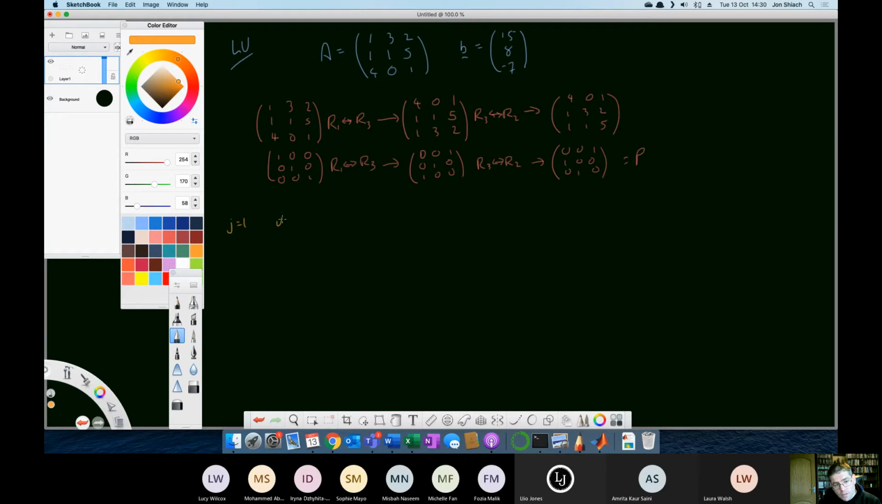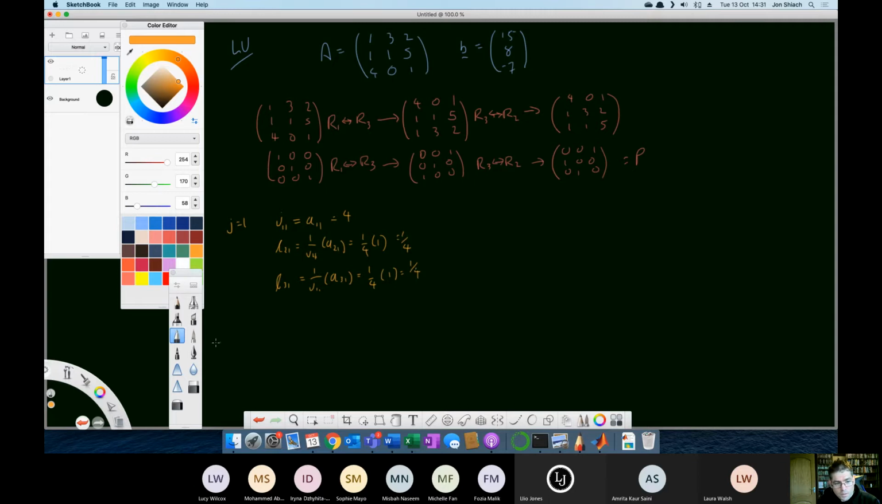So j equals 1. Our U11, in the first row, is just equal to A11, because we do have a summation, but that summation doesn't quite exist yet. So that's A11, and remember we're using this matrix now, so A11 is 4. L21 will be 1 over U11 multiplied by A21, so that's a quarter times 1, which is a quarter. And L31 is 1 over U11 times A31, so that's 1 quarter times 1 as well.